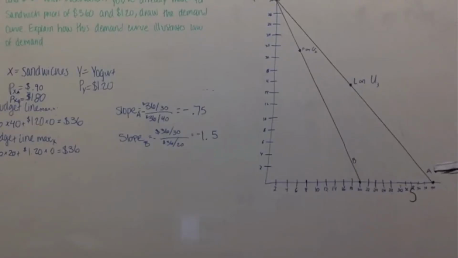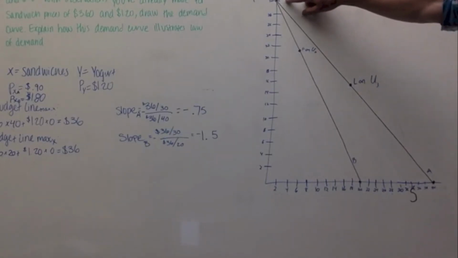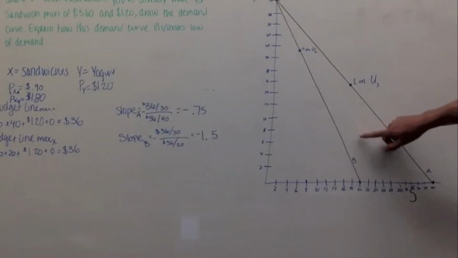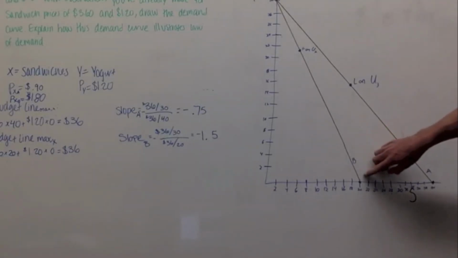Okay, so this is problem 6C. With the new budget line when the price of yogurt is $1.20 and the price of sandwiches is 90 cents, it is shown on line A where you still have the same quantity of yogurt, which would be 30, and then the new quantity that you can buy of sandwiches is 40. And then line B shows the change when the price of yogurt is still $1.20 and the price of sandwiches moves to $1.80, at which you can only buy 20 sandwiches.